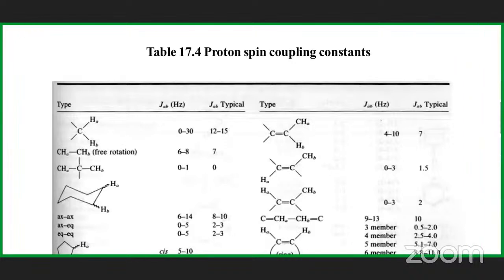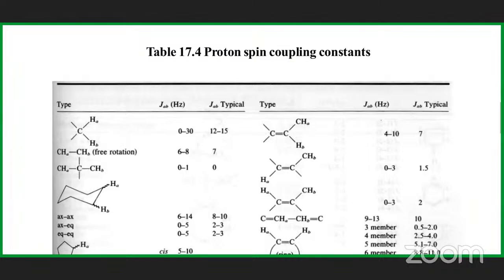You know that geminal coupling is observed when the two protons are attached to the same carbon, and vicinal coupling you can observe for adjacent protons.